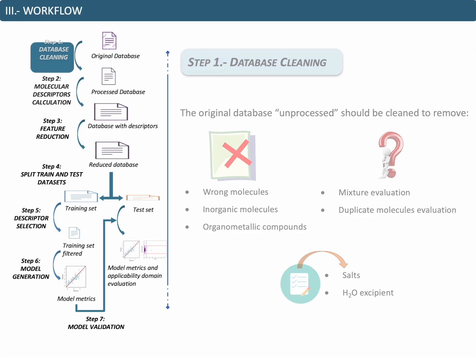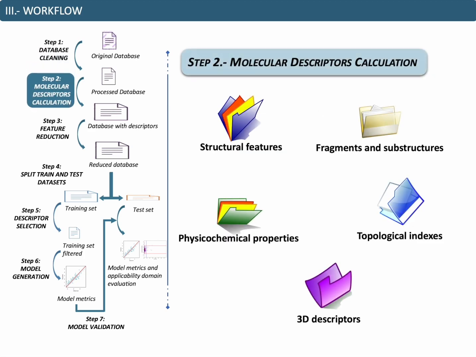Step 2. Molecular descriptors calculation. The descriptors used to build up the QSAR models could be classified into different families, including simple structural features, such as number of heteroatoms, chlorine, etc. Fragments and substructures, such as number of carbonyl groups, amide groups, etc. Physicochemical properties, such as molecular weight. Topological indexes, taking into account the flat structure or molecular graphs. 3D descriptors, depending on the three-dimensional structural conformation.